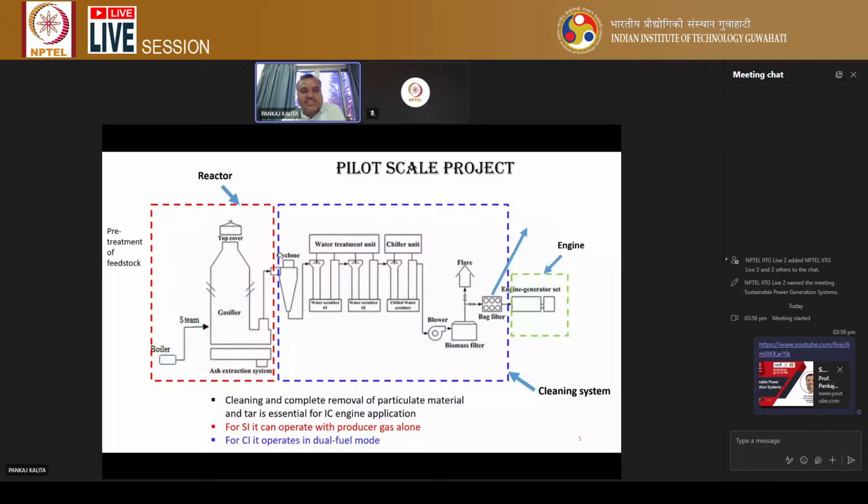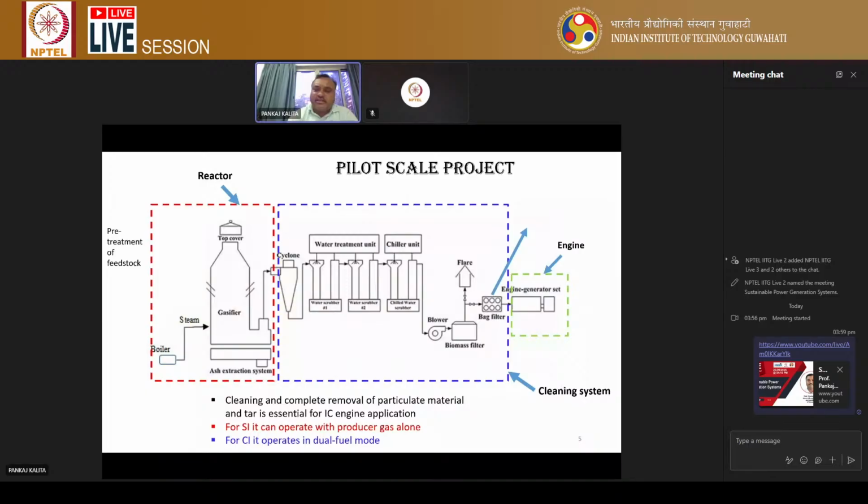Then once gas is generated, it has to be cleaned and cooled if we are utilizing it for power generation purposes. Otherwise, if our intention is to use the gas for thermal applications, then there is no point in cooling and cleaning. So the gas we generate in the thermochemical conversion process, in the gasifier, can be applied directly for thermal energy generation. Otherwise, the cleaning step is very, very important.